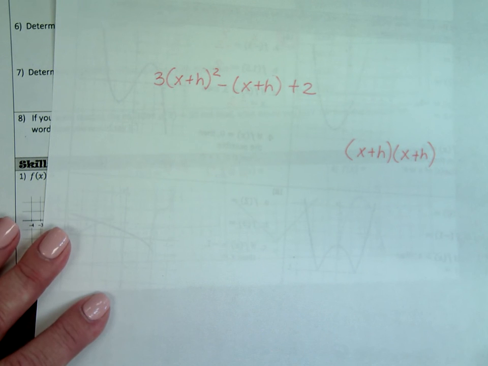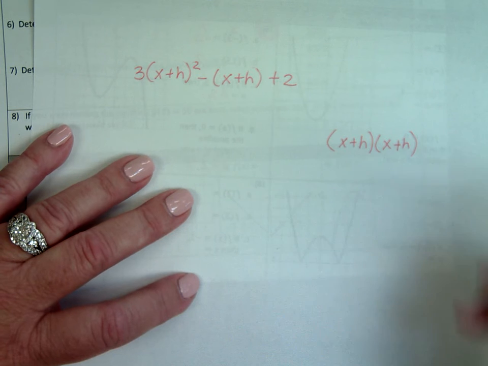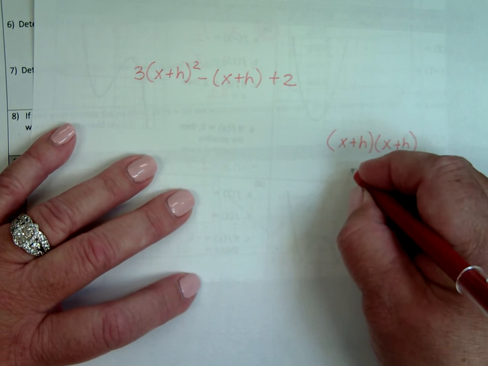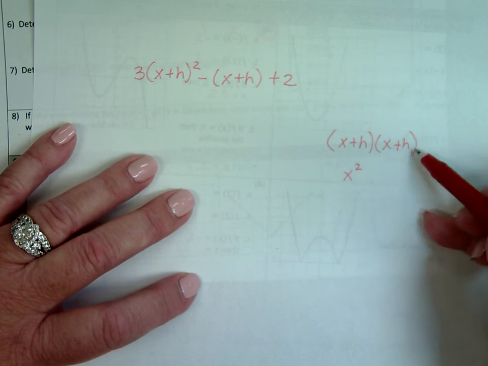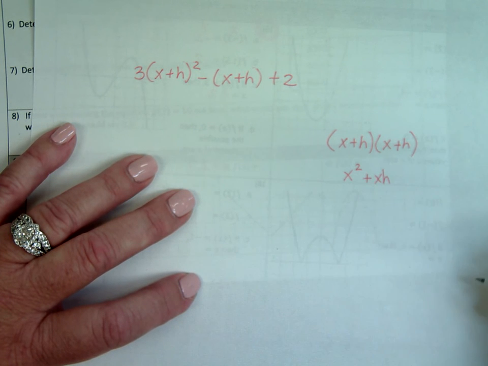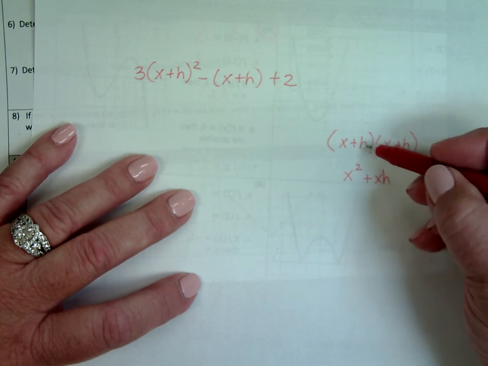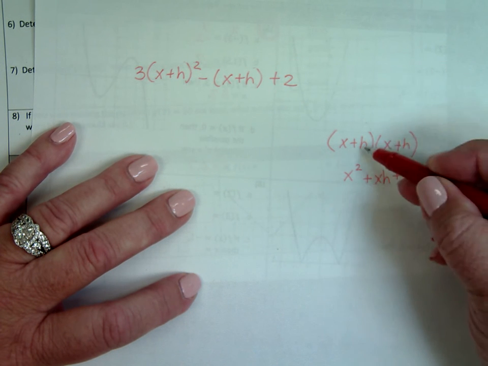All right, so for this one, I'm foiling this off to the side. First, give me an x squared. Outers, I have an x and I have an h. They're not alike, but that's okay. xh. Then I have the inners, h times x, and then I have h squared at the end.